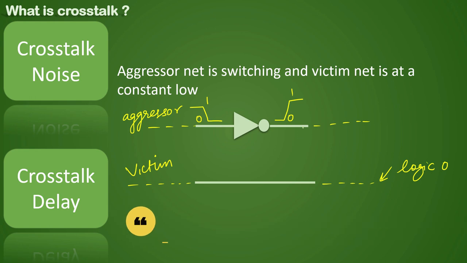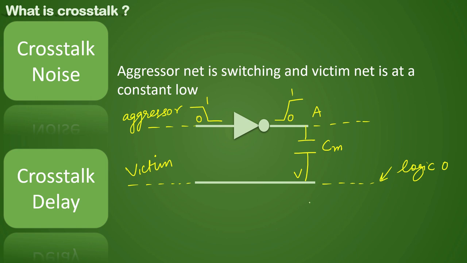Now let us assume that this net is physically very close to the logic 0 net, which is the victim net. So there will be a capacitance represented here, which is called mutual capacitance. CM here is the mutual capacitance. Since the output is going from 0 to 1 and there is a mutual capacitance between node A and node V, the potential at node A will keep on increasing from 0 to 1.